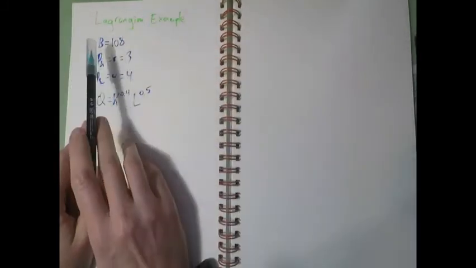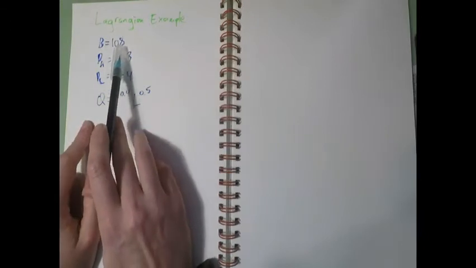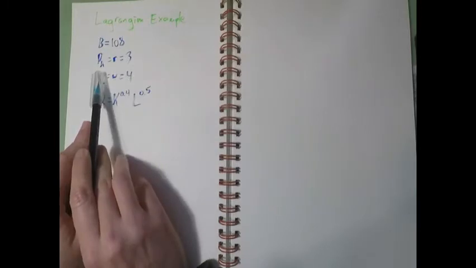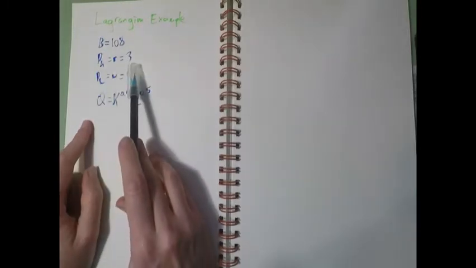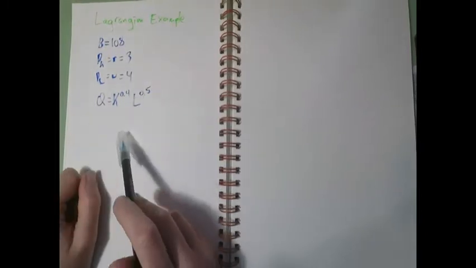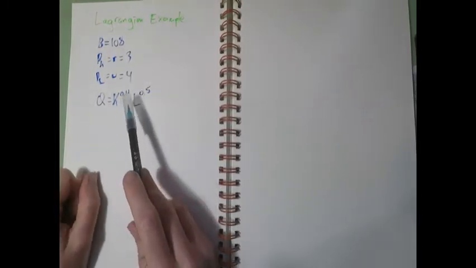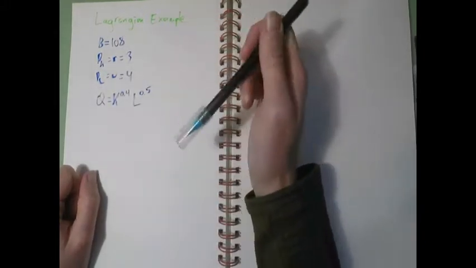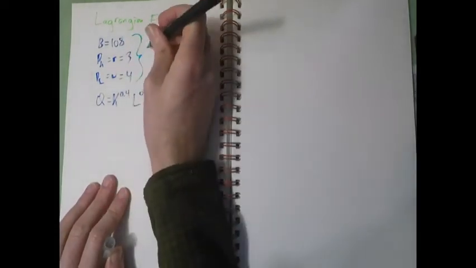Our budget, we're going to set to 108, let's call it $1 million. So we've got $108 million. The price of capital, we need 3 million for every unit of capital and 4 million for every unit of labor. The million here is just to make it more exciting, but really it's 108, 3, and 4. So let's start by putting those into a budget constraint.